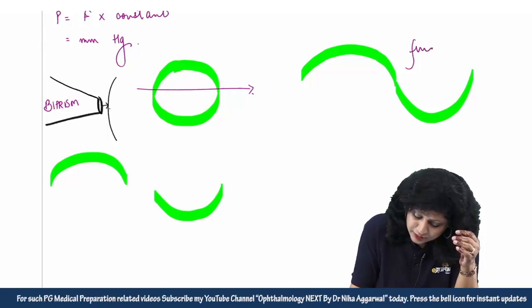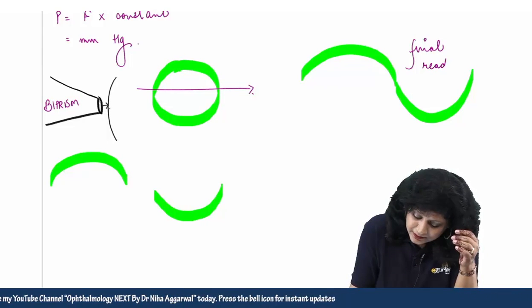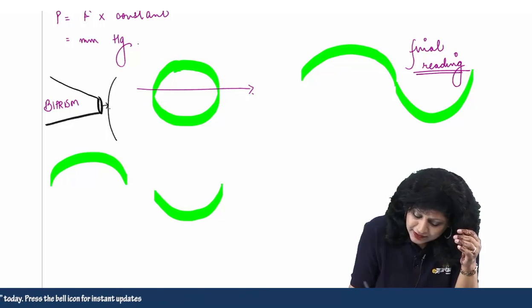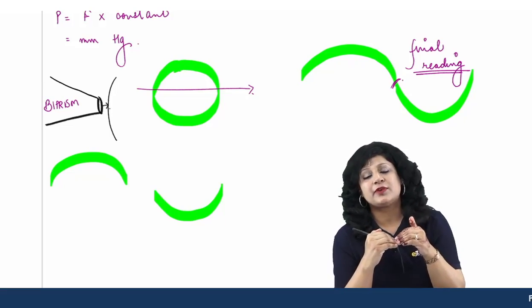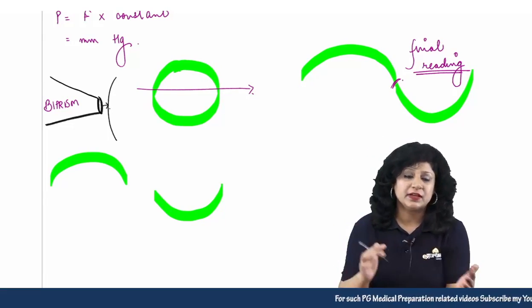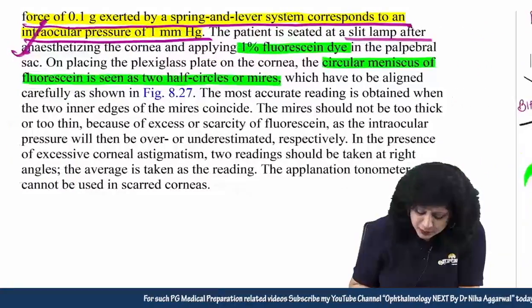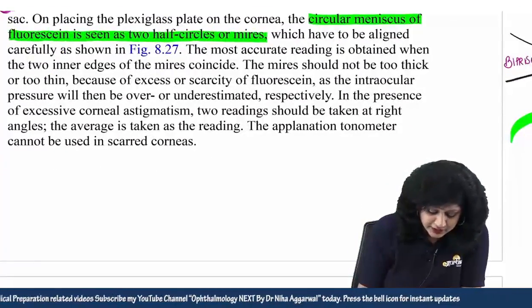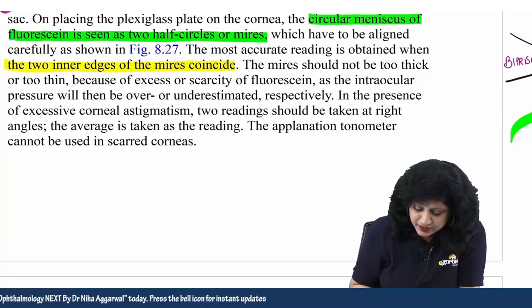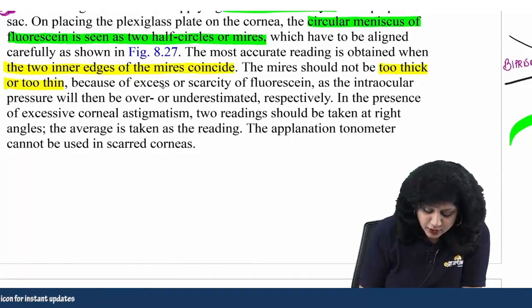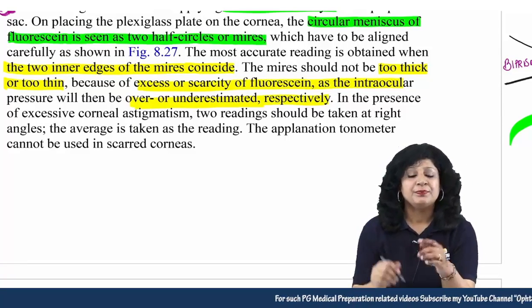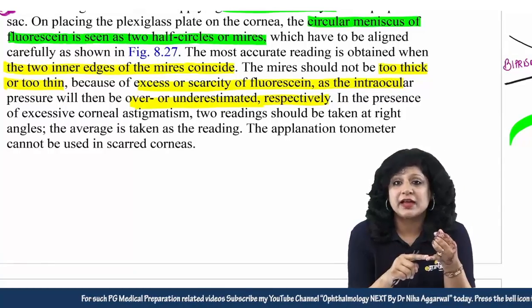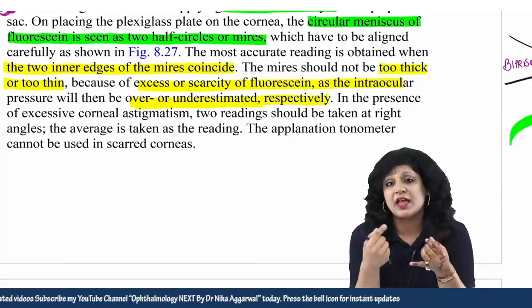Whatever reading you get when the two mires are just touching each other becomes your final reading. You have to take this reading and multiply it by the constant. The most accurate reading is obtained when, as I told you, the two inner edges of the mires coincide. The mires should not be too thick or too thin because of excess or scarcity of fluorescein, as the intraocular pressure will then be over or underestimated respectively. Now another important thing: if I get thicker mires, will I overestimate or underestimate the intraocular pressure?